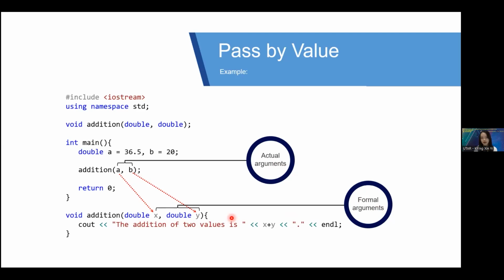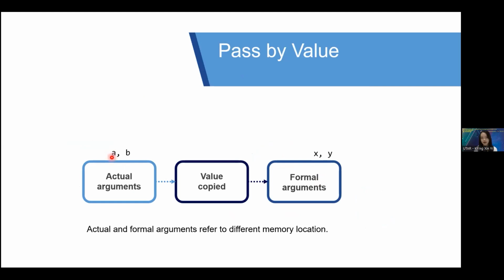Okay, so what I want to mention about these 2 names is that just now we focused on passing down the parameters by values. So actually the concept behind is that A and B are the actual arguments in the main function, and X and Y are the formal arguments in the addition function. Okay, so the real concept behind is that when we pass down the values to the function, actually a copy is made. A copy of 36.5 is made, and then stored in the variable X.